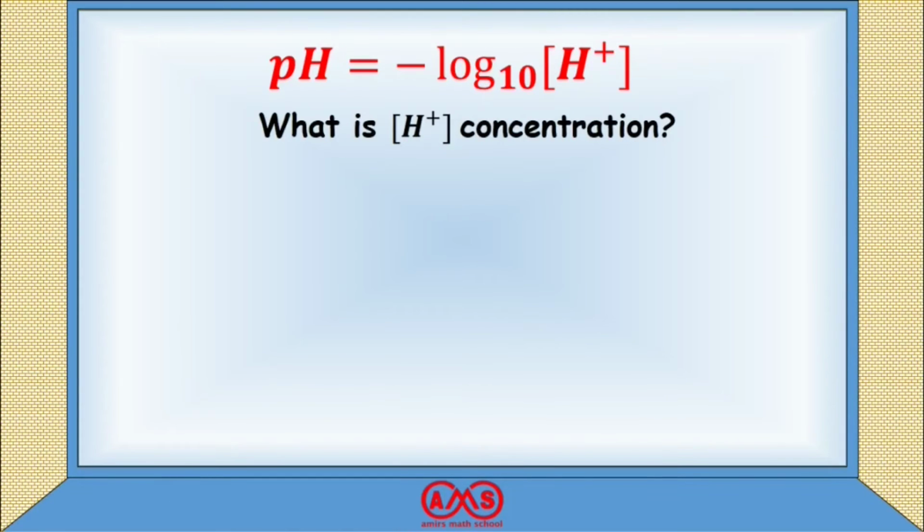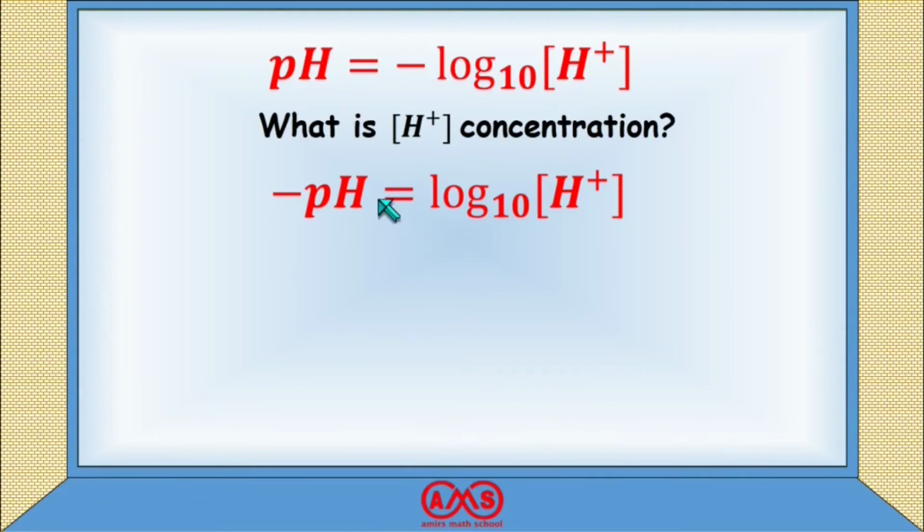In this case, we use another concept of logarithm, that is the anti-logarithm concept, or we can say the inverse logarithm concept. Let's see how. If we write this minus here, that is minus pH equals log 10 base H plus. Now, if we convert this logarithm equation into an exponential equation, we can write 10 to the power minus pH equals H plus.